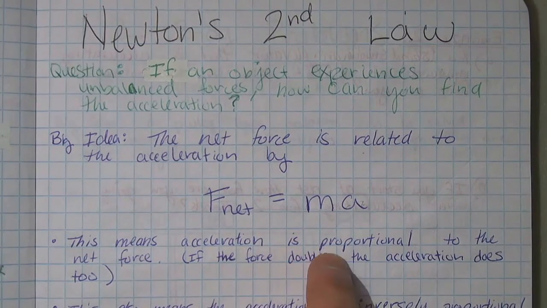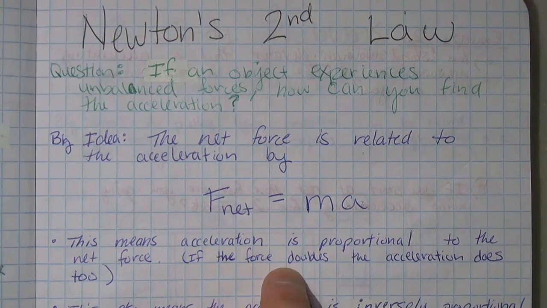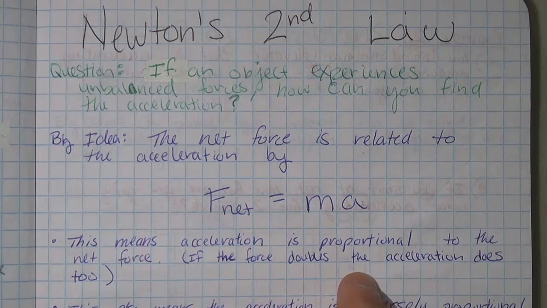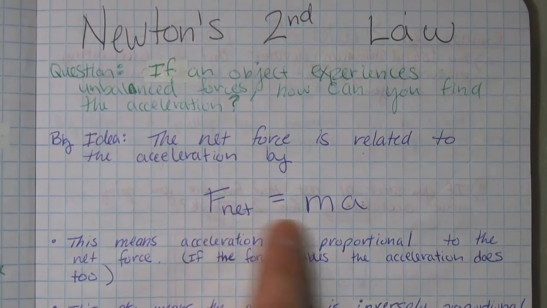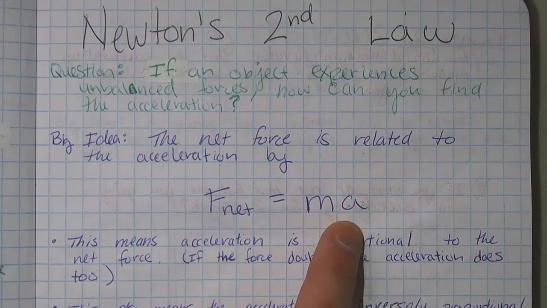And so just to drill down on what that word proportional means, it means that if the force is doubled, the acceleration also doubles too. If you triple the force, you triple the acceleration, quadruple the force, you quadruple the acceleration. If you halve the force, you halve the acceleration. So it just means that whatever factor you change the force by, you change the acceleration by the same amount.